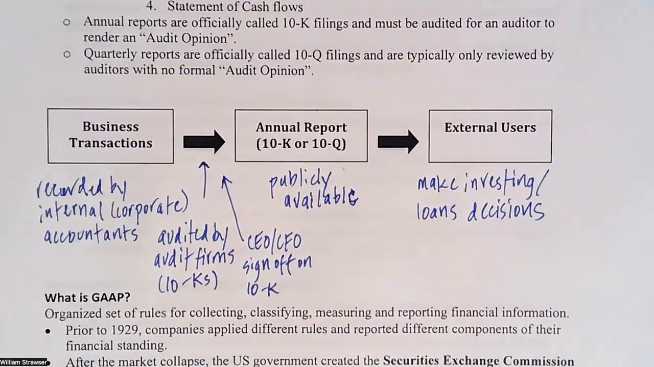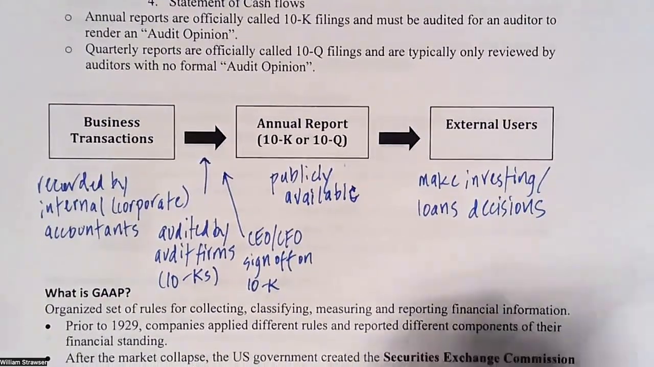Basically, we're giving outsiders the ability to make informed decisions, even though they're not within the company itself. So that's the process. That's the importance of it. This is why accountants are absolutely necessary. They can play a part in many different aspects of this.